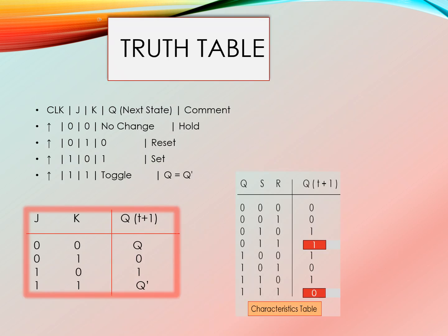When both J and K are 0, the output holds its state. If J is 1 and K is 0, the flip-flop sets. If J is 0 and K is 1, it resets. And if both are 1, it toggles. This toggle feature makes JK flip-flops suitable for many real-time digital operations like binary counters.